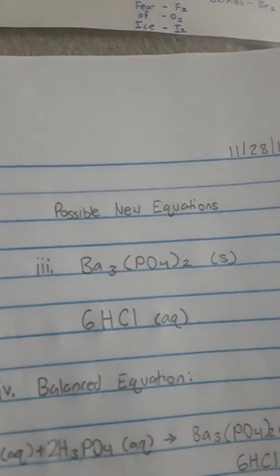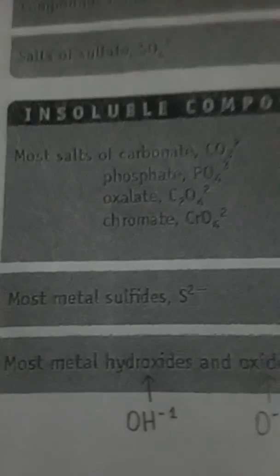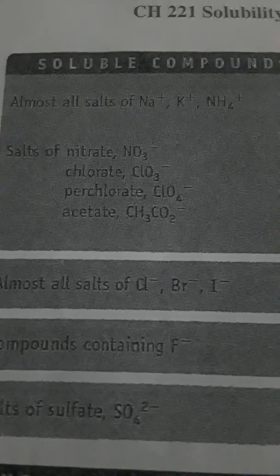The next thing we need to do is look at possible new compounds, which is Ba3(PO4)2. And we can see whether it's solid or not by looking at our solubility table for ionic compounds. By looking at this table, we can see that Ba is not on the soluble compounds, and PO4 is on the insoluble compounds, which makes this compound solid. For 6HCl, we see that Cl is in soluble compounds, so that makes it aqueous, which is soluble.